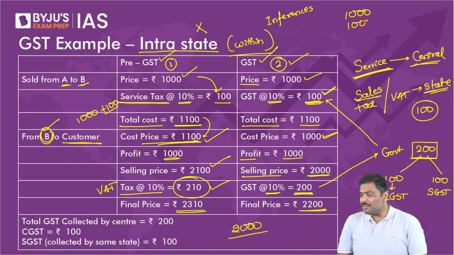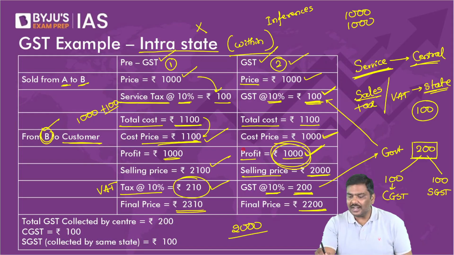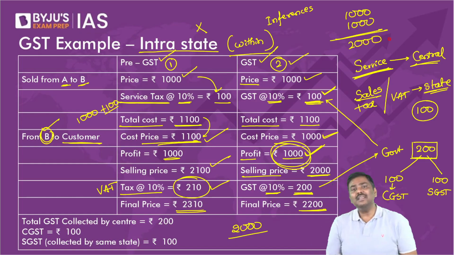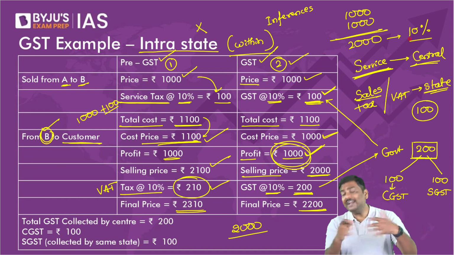In the second step, how much is the value addition? 1000 rupee. Total value addition done to the economy is how much? 2000 rupee. What is the tax rate? 10%. Now please have a look at how much is the GST collected totally, that is after ITC.